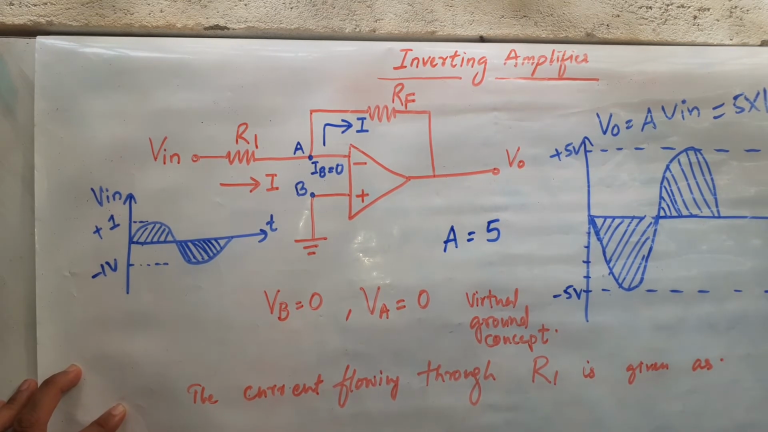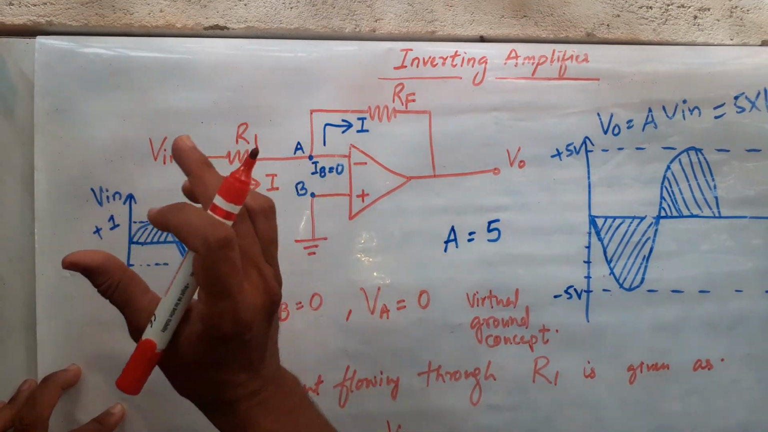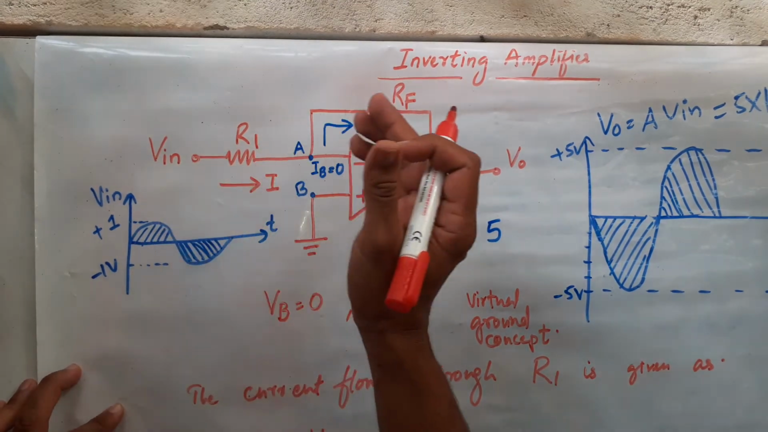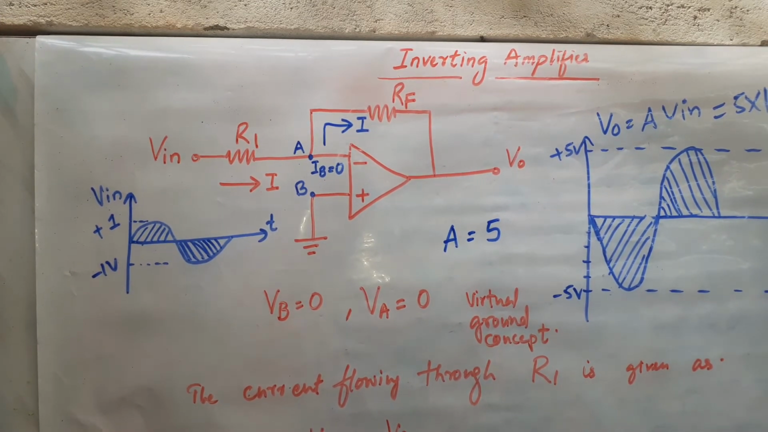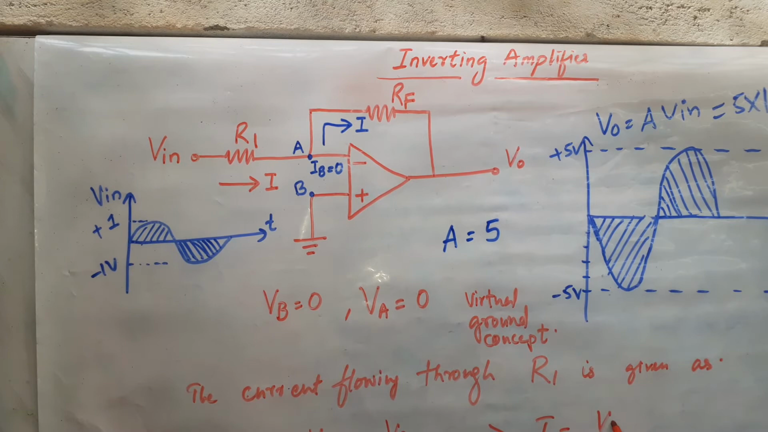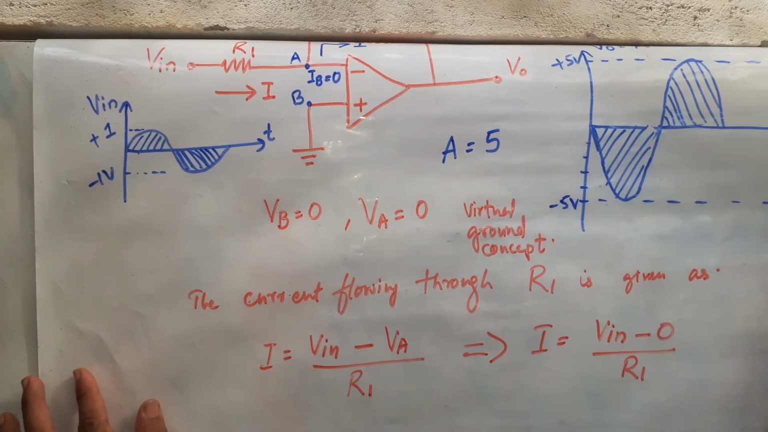I equals the applied voltage V in minus the voltage at node A, right? V in minus VA is the voltage available for R1. The voltage across R1 is the input applied voltage minus the voltage which is going away, so this is divided by R1. This is the current flowing through R1. Now this can be written as I equal to V in minus 0, because VA is 0, right?